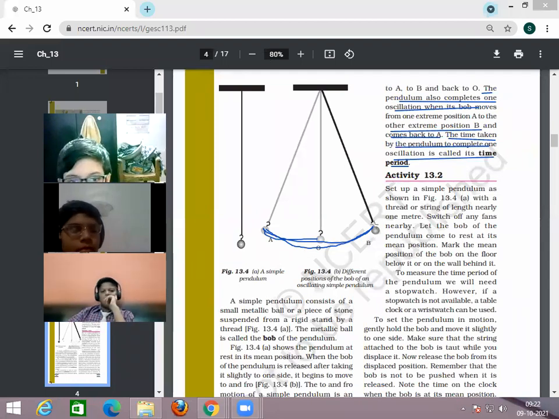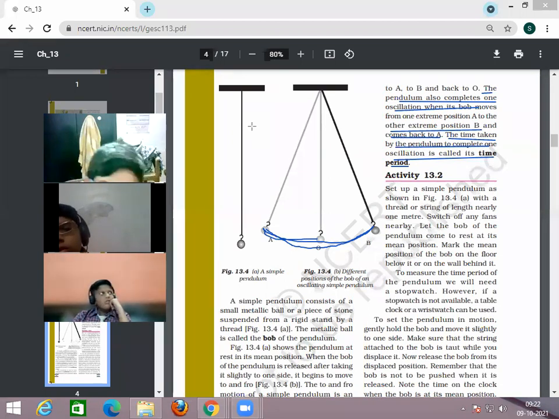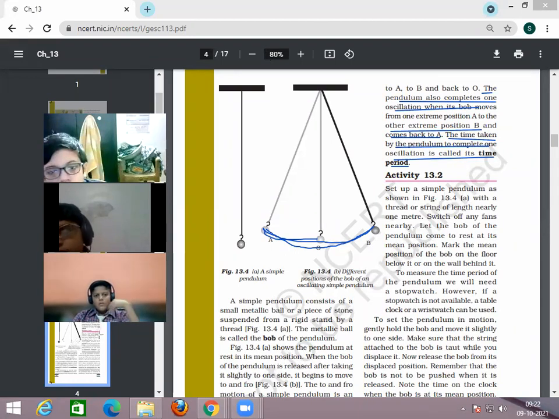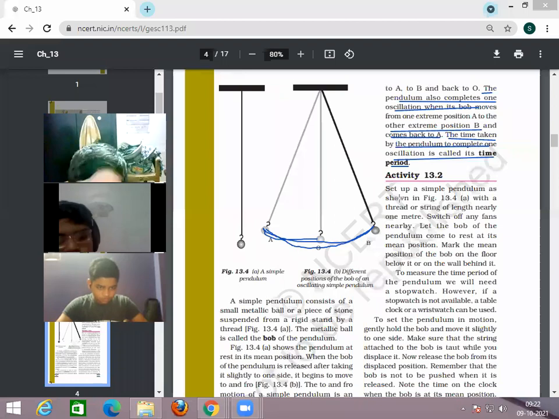Yes, Yatharth Singh, kindly unmute and read activity 13.2. Yatharth, unmute. Vansh Sharma. Yes, ma'am. Unmute and start reading this activity 13.2. Abhigyan, you will read.